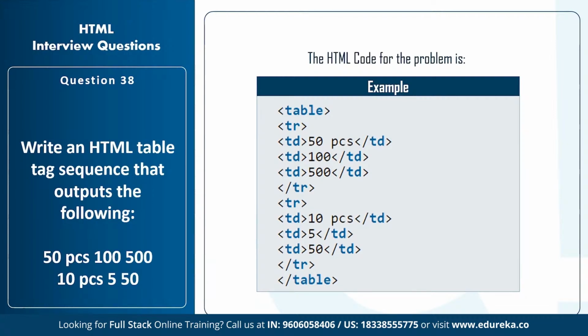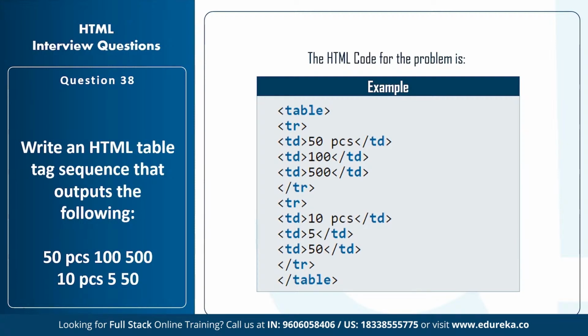So here we have the table, then we have the TR tag for the first row. And inside the first row, we will have three different elements. We have 50 pieces, then we have 100, and then we have 500. And then we will create the next row with another TR tag. And inside that, again, we will insert three different elements, that is 10 pieces, 5 and 50.